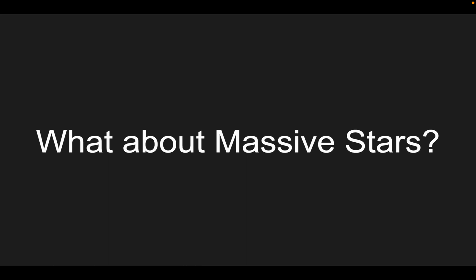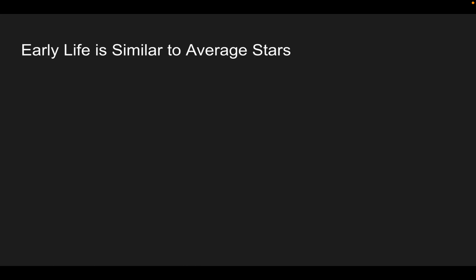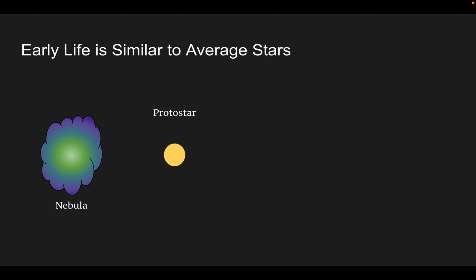So what about stars with high mass? The early life is similar to average stars. A nebula is where these will potentially be formed. When we have the fusion occur, or clumping and gravity, we can create a protostar. Then eventually it'll turn into a yellow giant or supergiant.